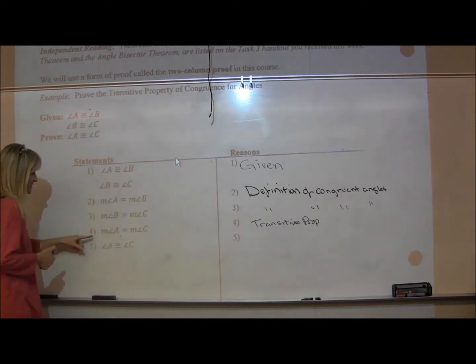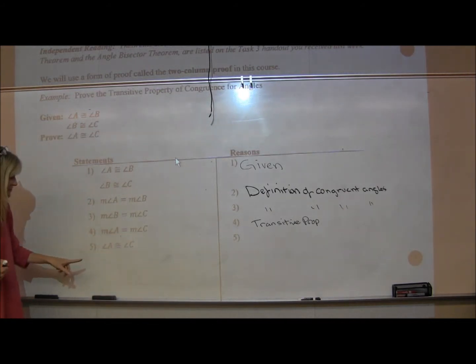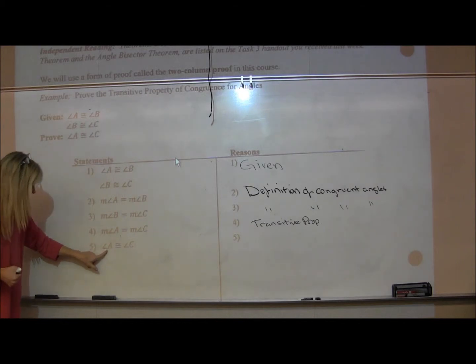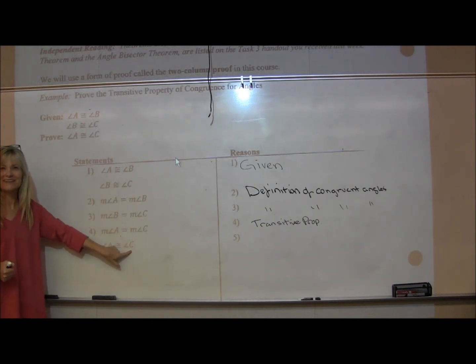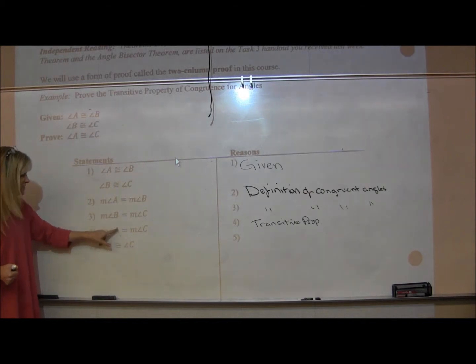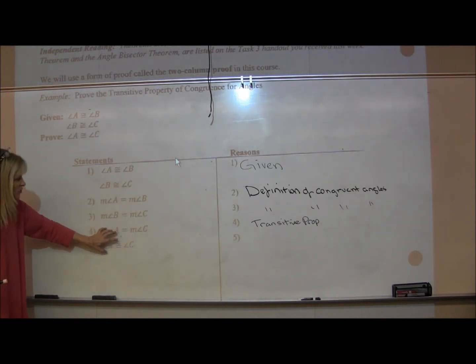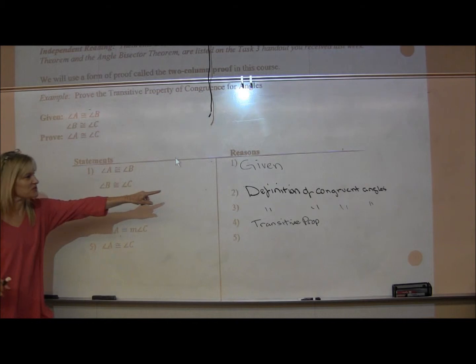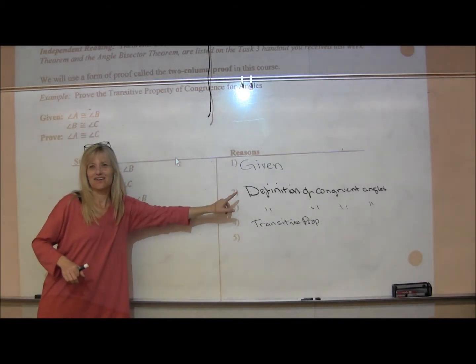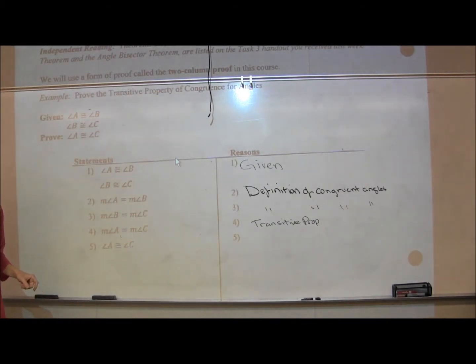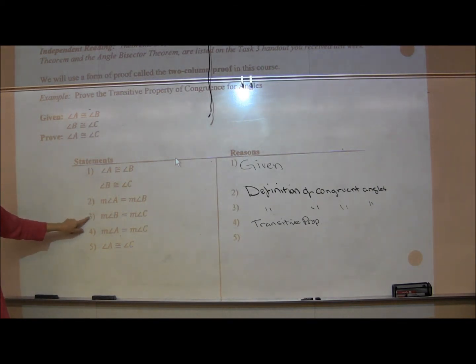So if the measure of angle A is equal to the measure of angle C, then we can say that angle A is congruent to angle C. And what's that reason? We use substitution a lot, but it's not quite appropriate here. We're going back to our definition of congruent angles again. A plus B and B plus C, yes, that's the transitive property. That's how we got from these two to here. And then this is just the definition of congruent angles again.